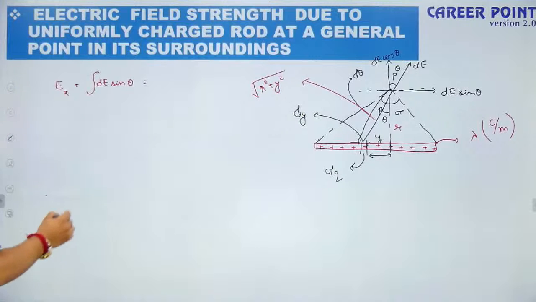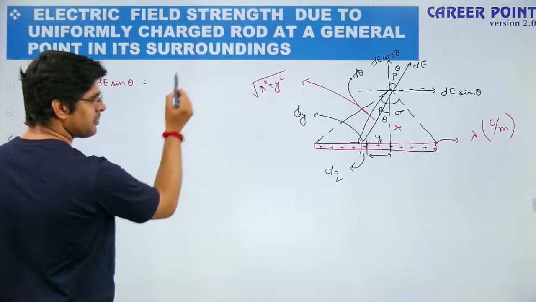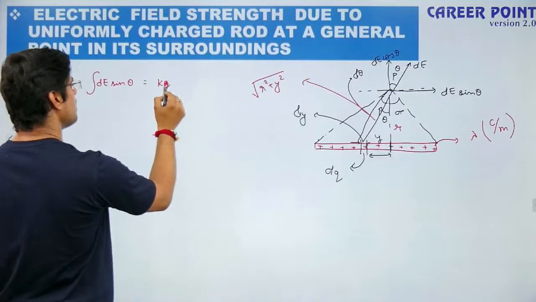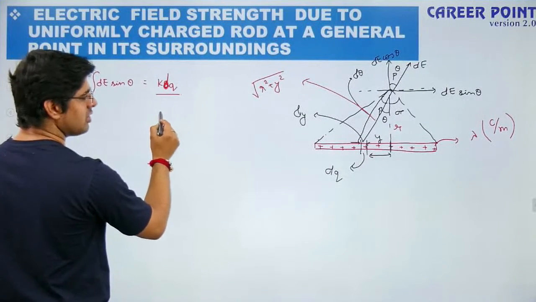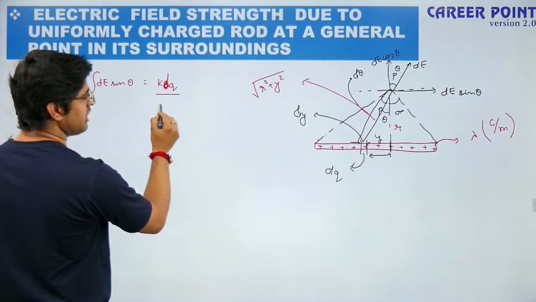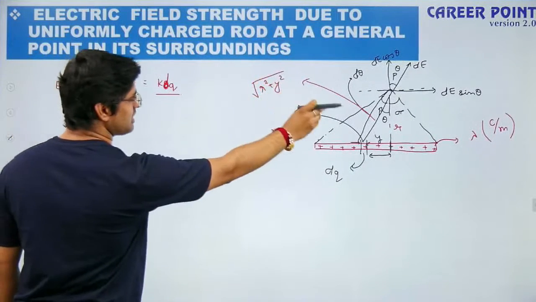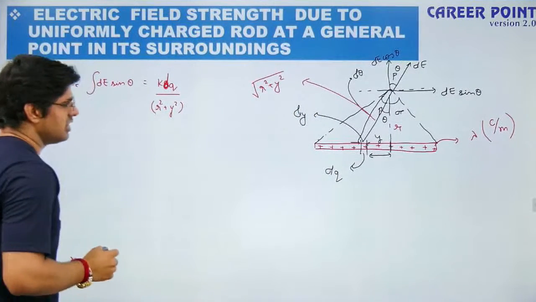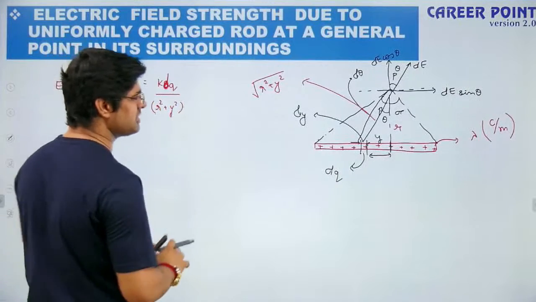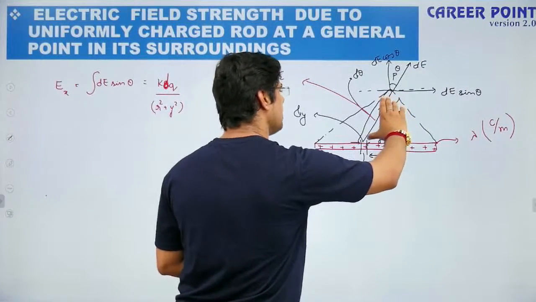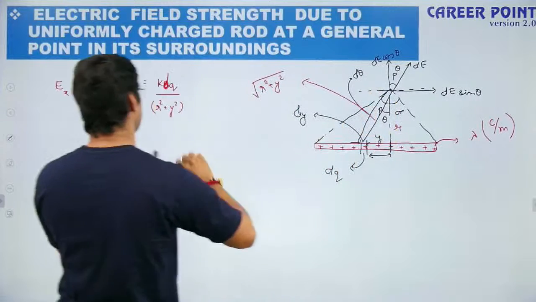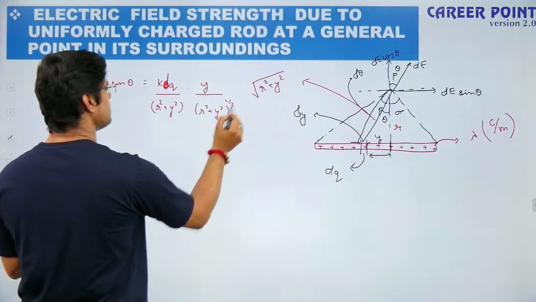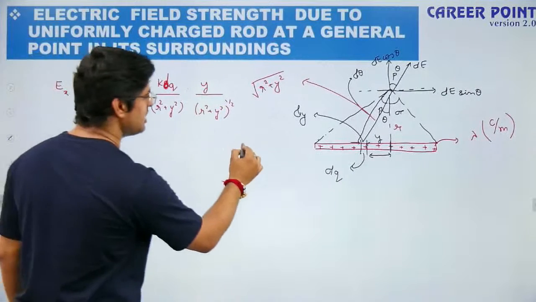In that case we can say dE will be given by k dq divided by distance square. The distance was under root of r square plus y square, so we can write k dq divided by distance square into sin theta. What will be sin theta for this? Sin theta will be perpendicular by hypotenuse, that is y divided by r square plus y square raised to power 1 by 2.